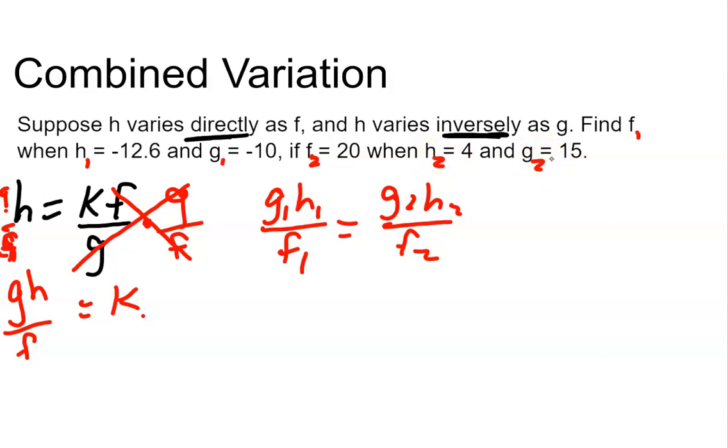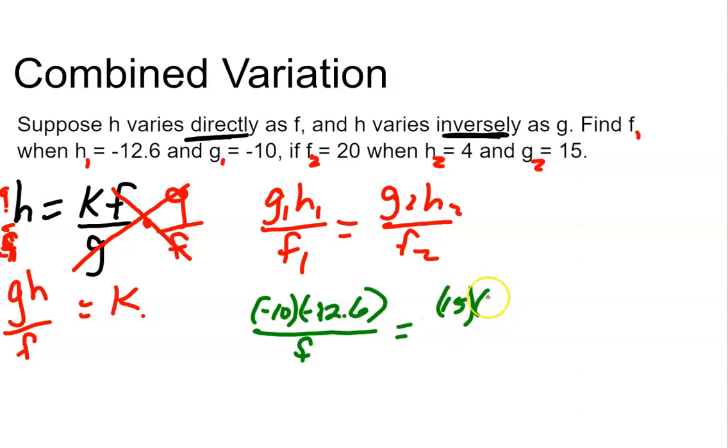So let's substitute our numbers in for our variables. So I have G1, which is negative 10, times H1, which is negative 12.6. All that is divided by our F1, which we need to find. So I'll put F there. This has to equal our G2. Our G2 is 15. Our H2 is 4. And our F2 is 20.